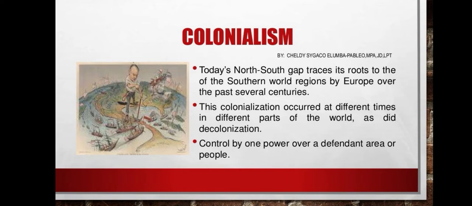Colonialism. Today, the North-South gap traces its roots to the colonization of southern world regions by Europe over the past several centuries. This colonization occurred at different times in different parts of the world, as did decolonization. So it happens: control by one power over a dependent area or people. That does not sound so good.